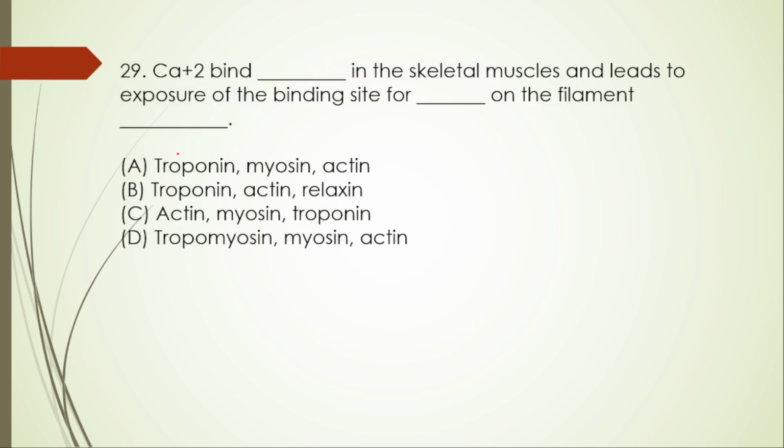Next question, 29th one. Calcium ion binds dash in skeletal muscle and leads to exposure of the binding site for dash on the filament and then dash. Here calcium ion binds troponin. Troponin is in two options, so these two are deleted. Skeletal muscles and leads to exposure of the binding site for myosin. Myosin is here, so the right option is option A.